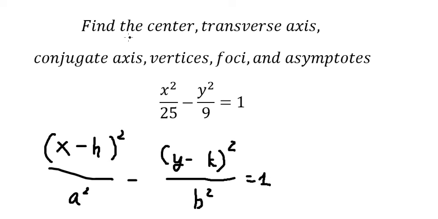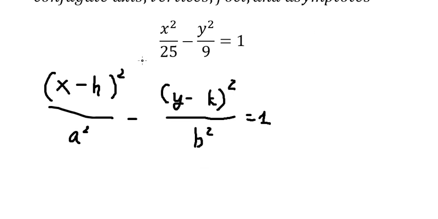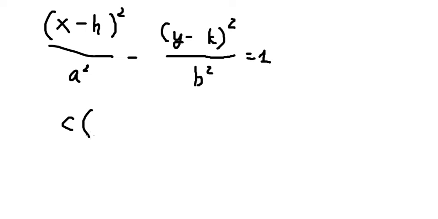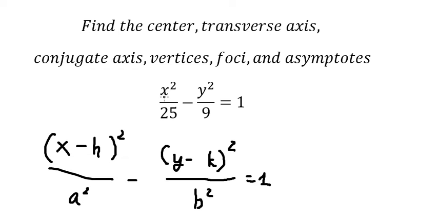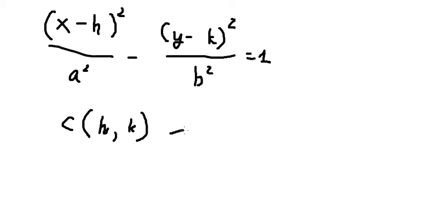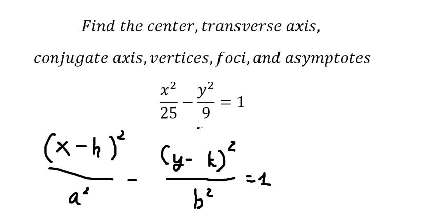So we want to find the center. The center should be h, which represents x, and k, which represents y, of the center. But in the question, we see that we don't have h and k. That means the center should be 0, 0. And this is the answer for question number 1.